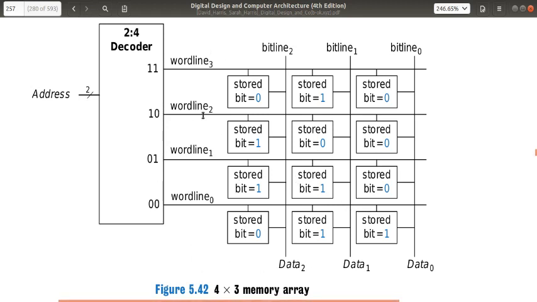So the takeaway from this should be, the address is given to a decoder, and from the decoder word lines are going out. The single bit storages of each word are connected to the corresponding word line, and all the bits corresponding to a certain bit location are connected to the corresponding bit line. Okay.